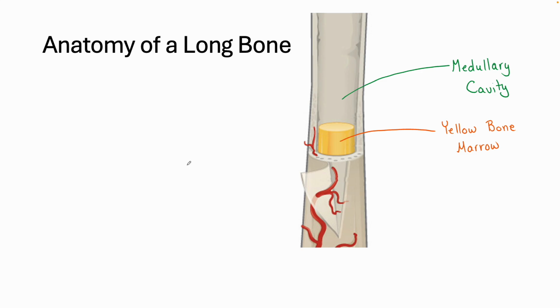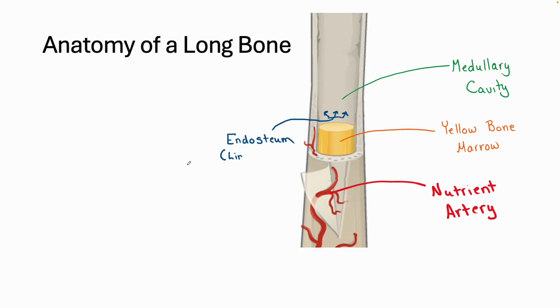You have yellow bone marrow found here, while red bone marrow is going to be found more in the spongy bone. You have arteries and veins that serve them, so remember that bone is vascular and will be served by arteries. The inside of the bone is going to be covered with the endosteum, so that lines the medullary cavity. And then surrounding the outside of the bone, you have the periosteum.